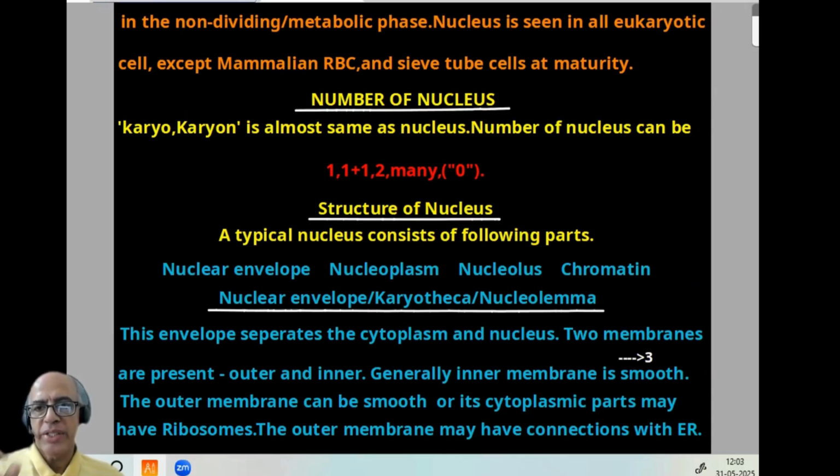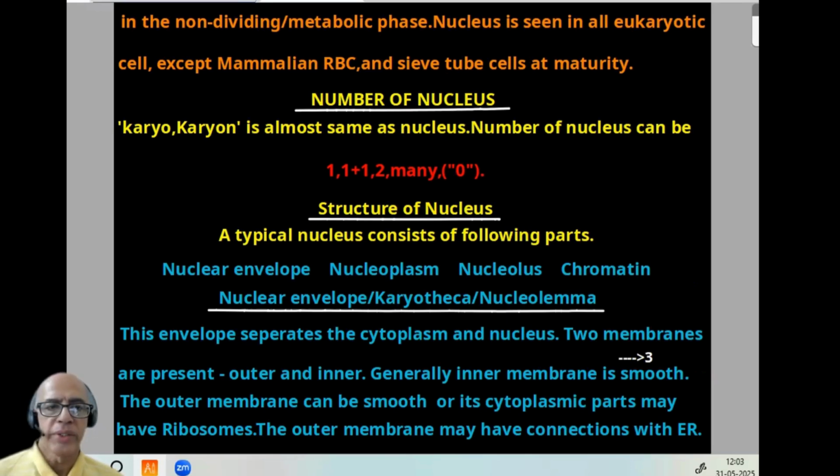For nucleus, there is a technical prefix. It is called karyo or karyon. It's almost the same as nucleus. That is why in the cell cycle we studied karyokinesis, nuclear division. The number of nuclei can be 1. It can be 1 plus 1, a term we'll be studying in fungi, etc., dikaryon. Then 2, like certain organisms such as paramecium. Then many, coenocytic, syncytium, Rhizopus, etc. Then nucleus absent will not come here since we are dealing with eukaryotes. If the nucleus is absent, it is akaryote. So normally 1, 1 plus 1, 2, many.